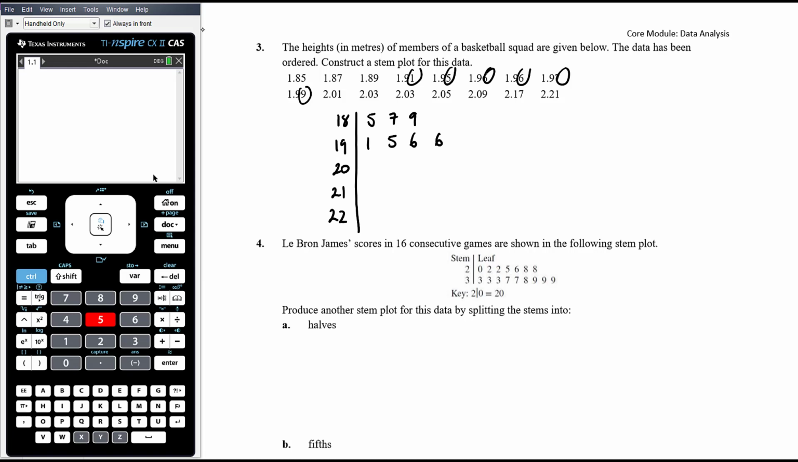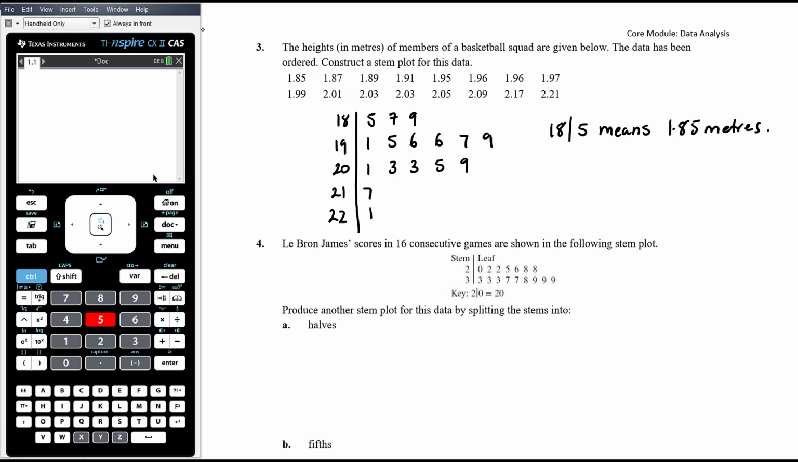Got a bit out of whack there. The 20s, 1, 3, 3, 5, 9. And 21, there's just the 1.7 and 22, there's just the 1. Okay, so we definitely need a key. So I'm just going to go with that first number, 185, means, now what does the data represent here? Heights in meters means 1.85 meters. Okay.